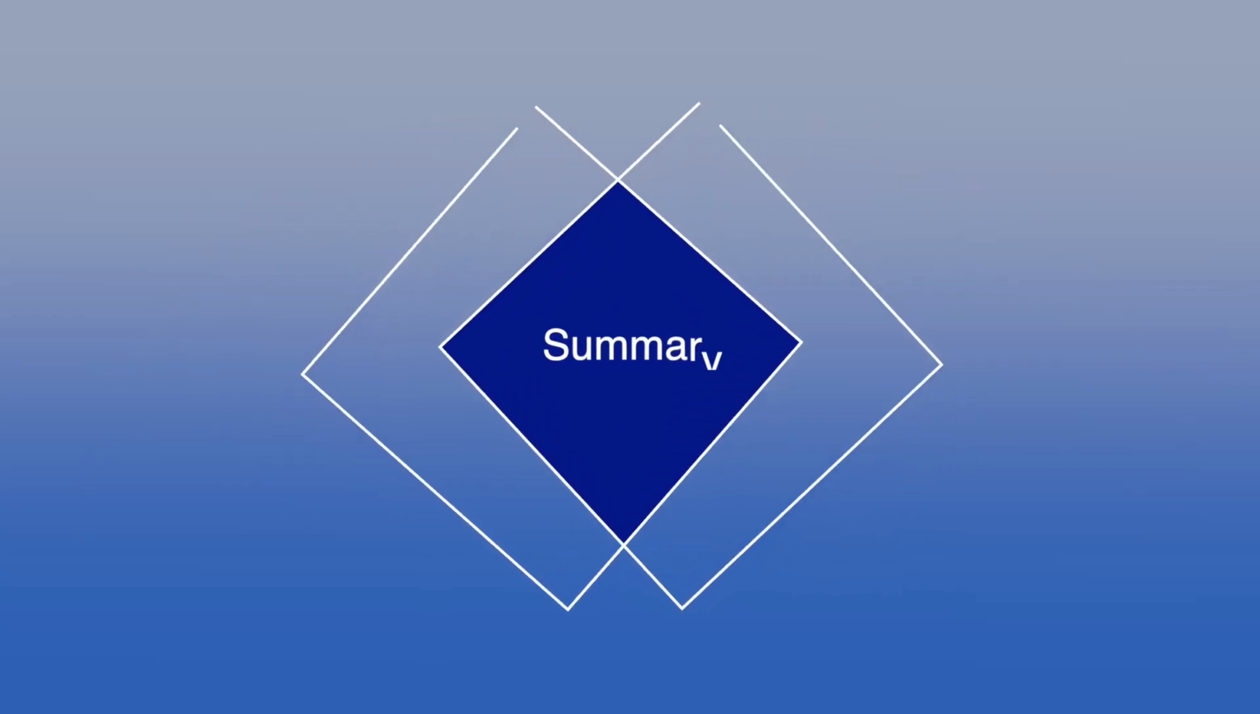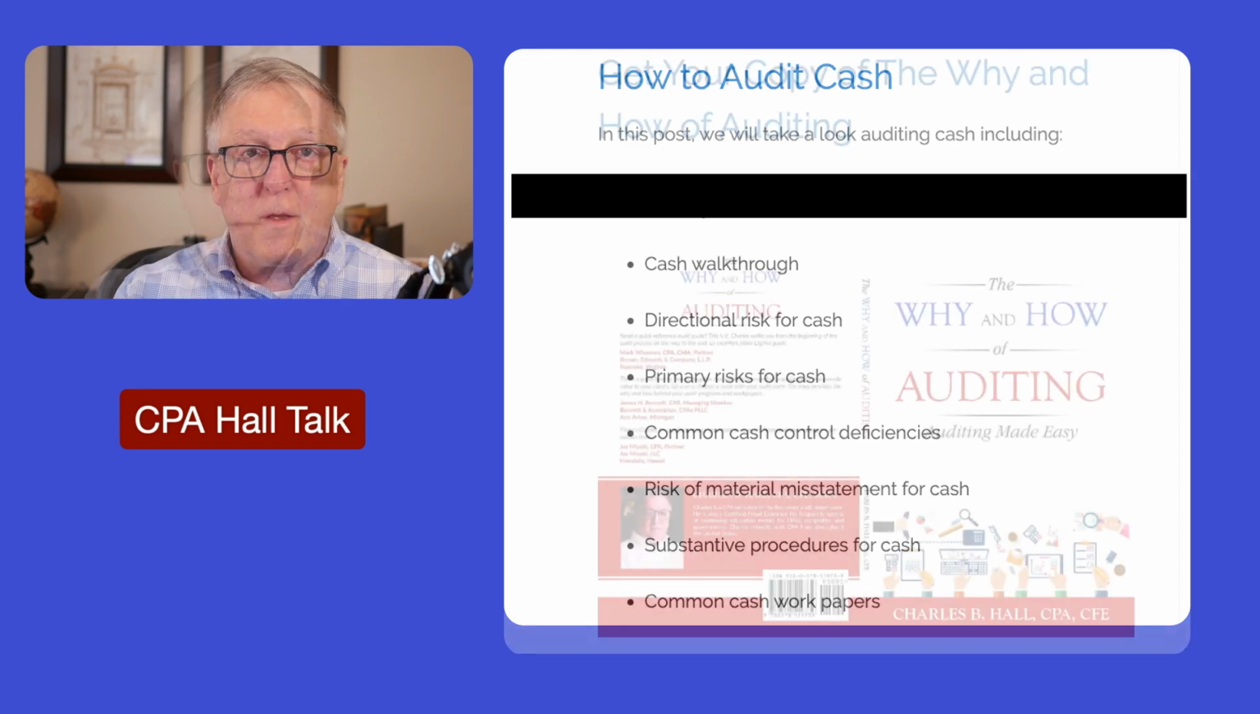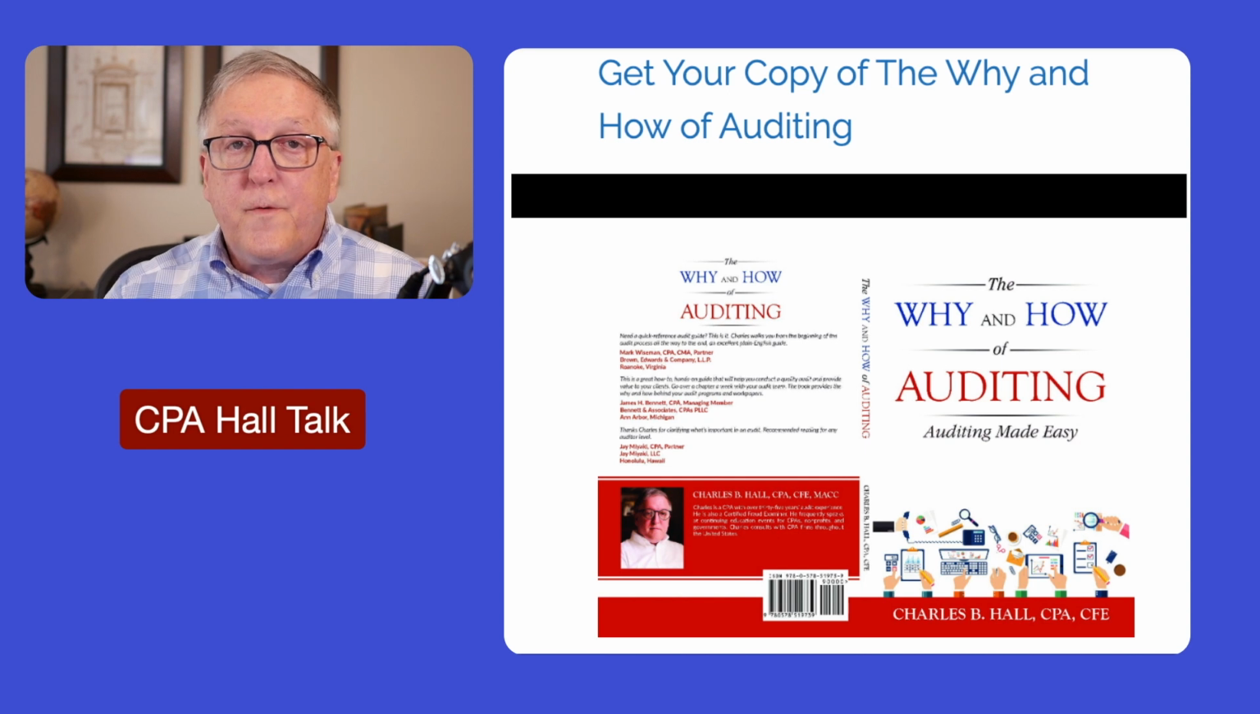In summary, we've taken a look at assertions, walkthroughs, directional risk, primary risk, control deficiencies, the risk of material misstatements, substantive procedures, and common cash work papers. I hope you find this useful as you perform your audits of cash in the future.